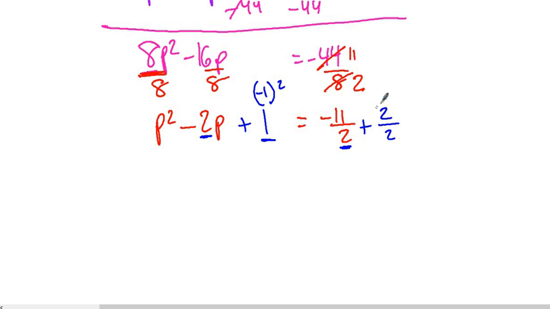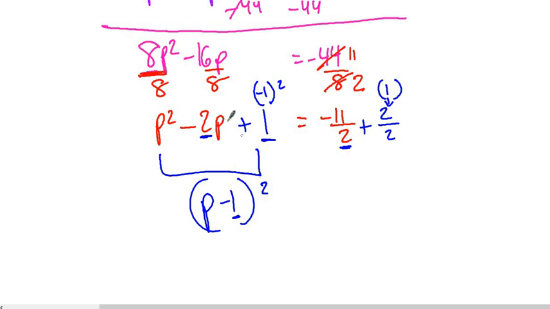And remember, I'm adding 1 to both sides. So just to note, this right here is 1. This is a perfect square that factors to p minus 1. Where did minus 1 come from? Came from half of that. And then negative 11 over 2 plus 2 over 2 is negative 9 over 2.